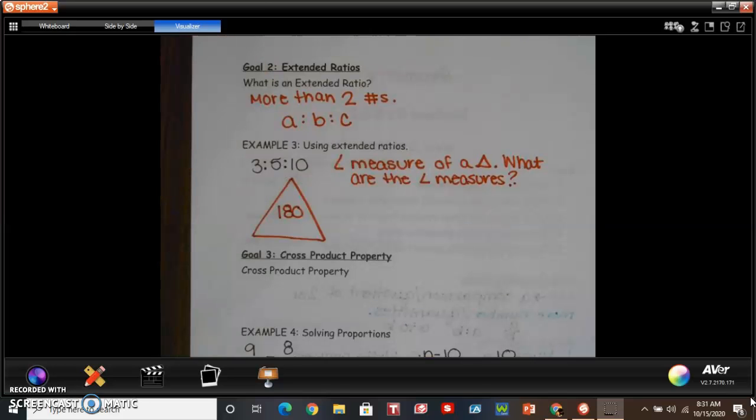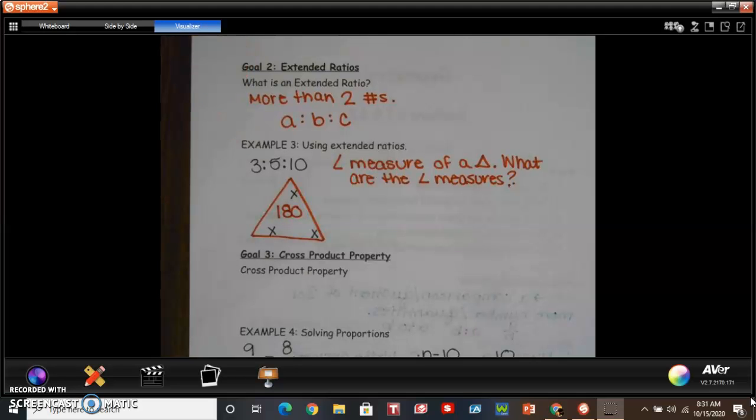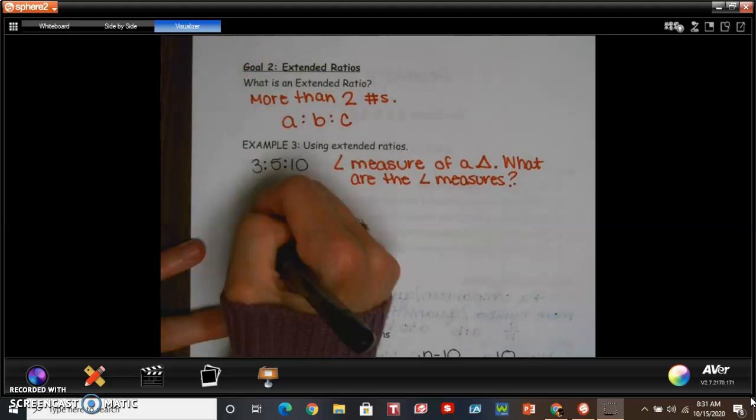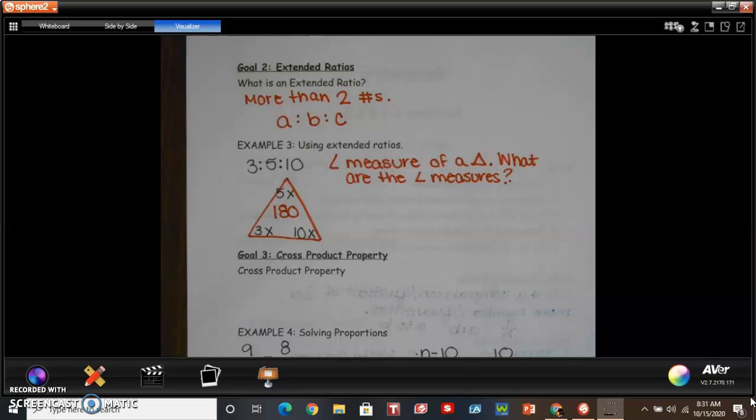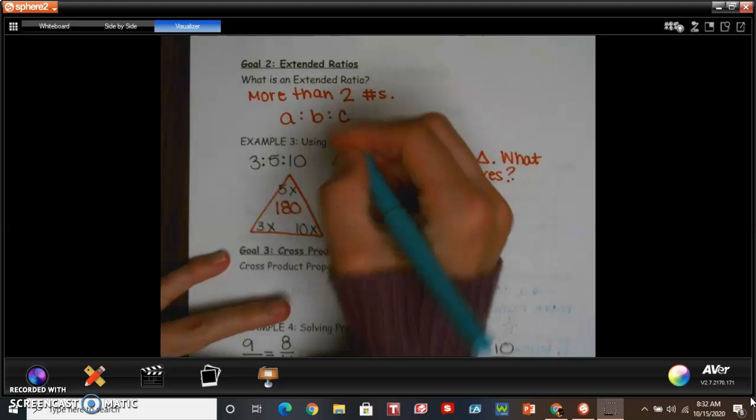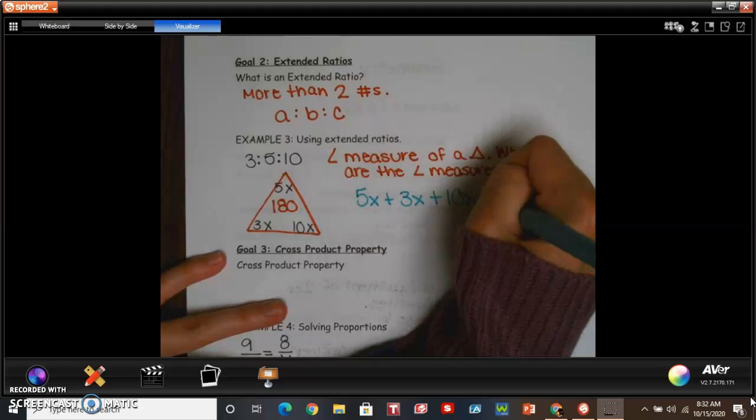But here's what we know about this triangle. We don't know the actual angle measures. They're unknowns. But we do know they all compare by 3 to 5 to 10. And you're like, okay, so the angle measures are 3x, 5x, and 10x. Yes. So now we can solve for that unknown similar number that goes in to give us our angle measures. We can say 5x plus 3x plus 10x equals 180.